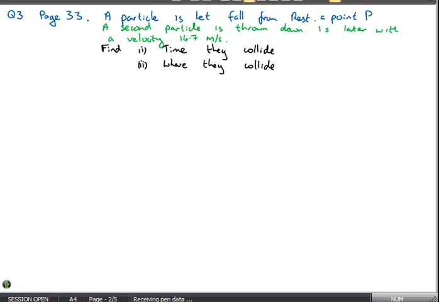So I'm going to use two different colours to describe both particles. I'm going to use blue to describe the first particle. So for the first particle, I'll just do it in blue here. It's allowed to fall from rest like this.